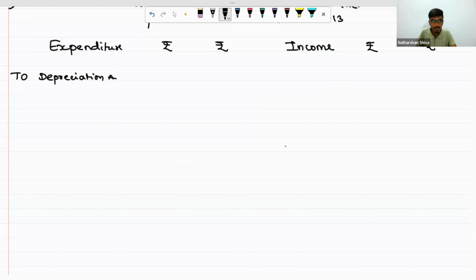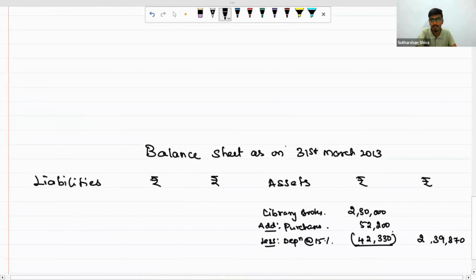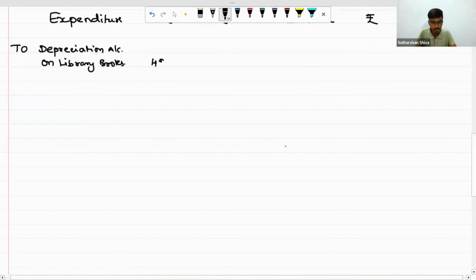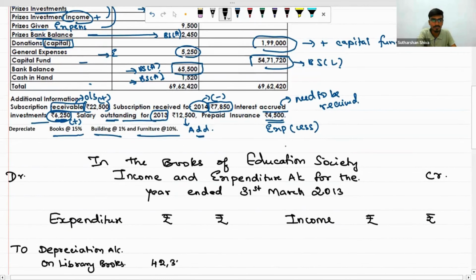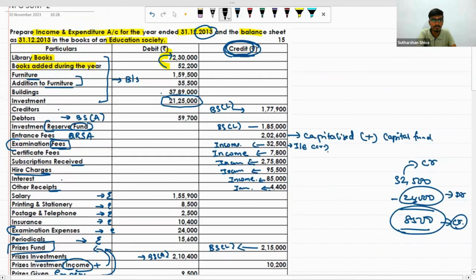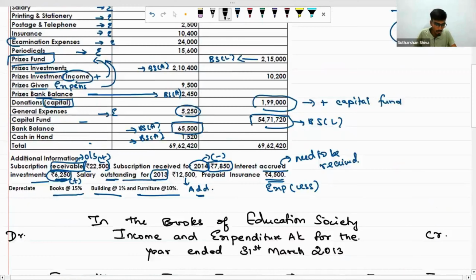Okay. And go to this and write down depreciation account, write down on library books. What is the value? Library books 42,000. What is the depreciable value? We'll try to do this. 42,000.